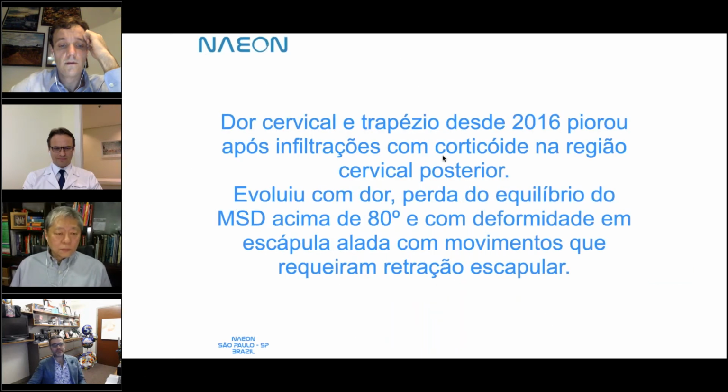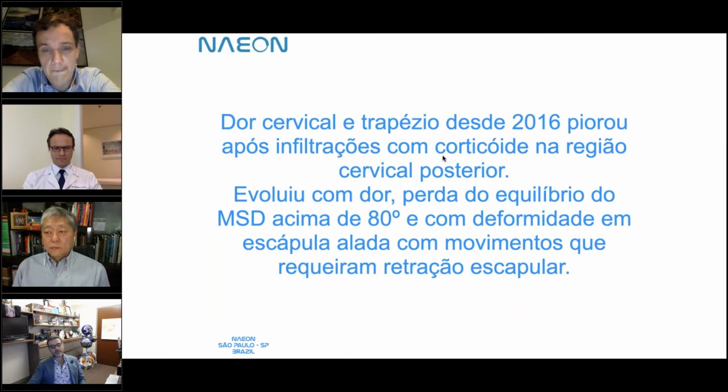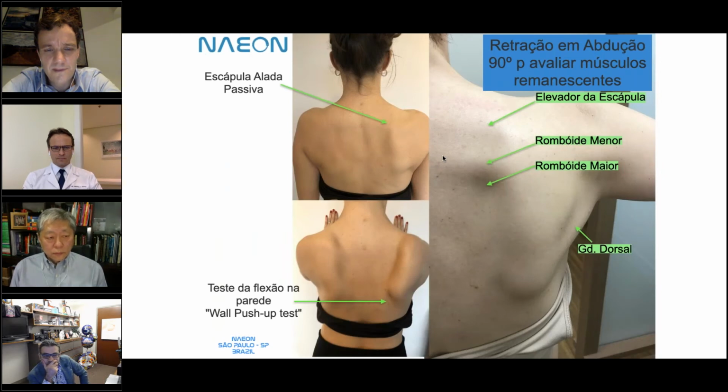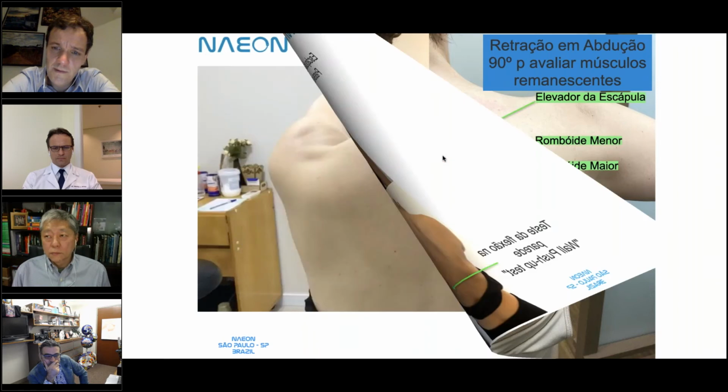That's a cervical pain patient from 2016, who became worse after infiltrations with corticosteroids in the posterior cervical region. The patient evolved with pain, loss of the equilibrium of the superior arm over 80 degrees, with a deformity of the winged scapula, with movements that require retraction. Here's the exam of the patient, the passive and active exam. You can see she has elevator scapula, the rhomboid minor, rhomboid major, latissimus dorsi, and it's a dynamic exam of the patient.